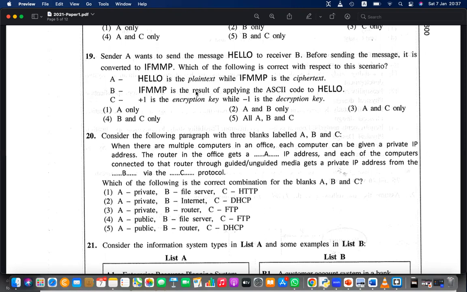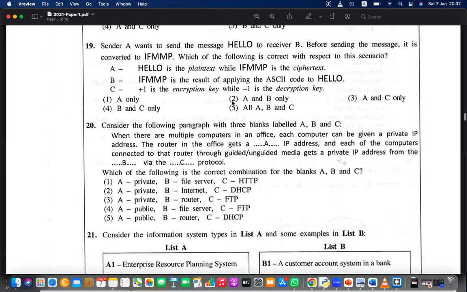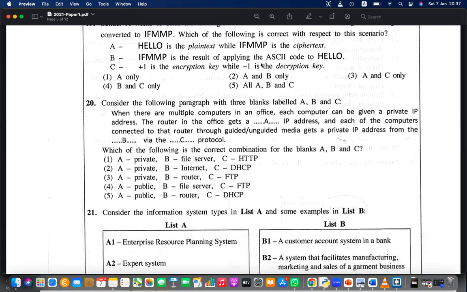So number 3. Actually, this is not a key. So you should remember that this is the method. This is the algorithm, right? This is not a key. This is an algorithm method.